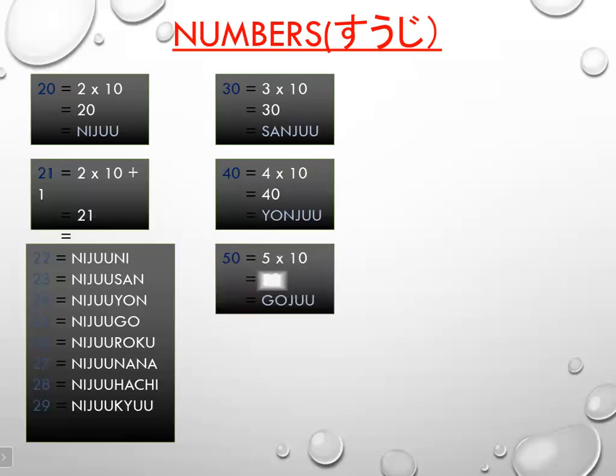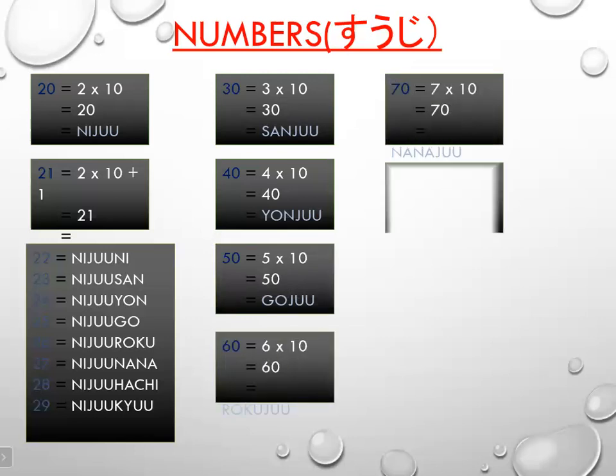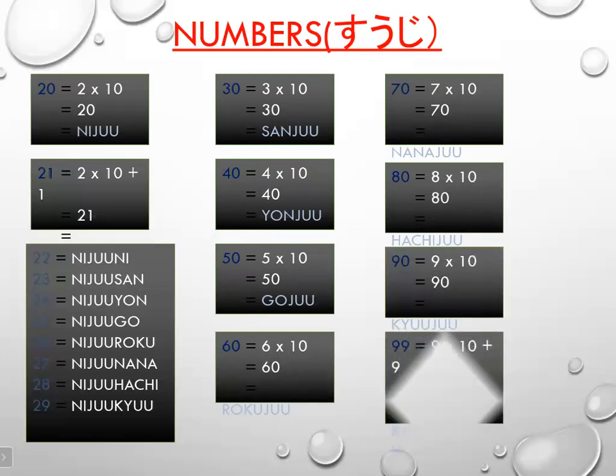Yes. So by this formula, we will learn the numbers till 99. So 60 will be 6 multiplied by 10, rokuju. 70 will be 7 multiplied by 10, nanaju. 80 will be 8 multiplied by 10, hachiju. And 90 will be 9 multiplied by 10, it's kyuju. So what will be 99?